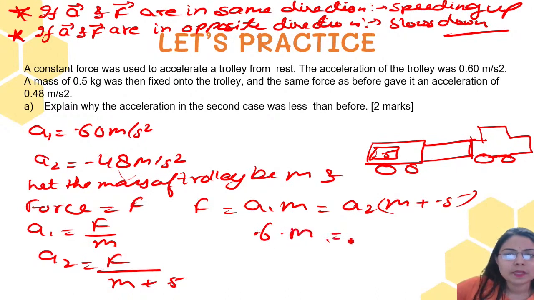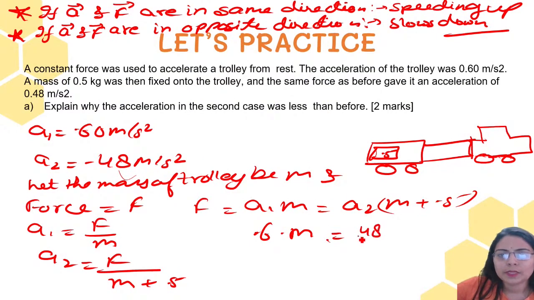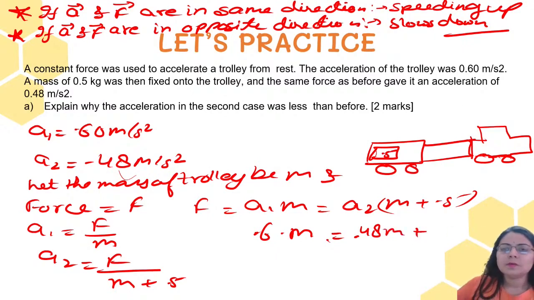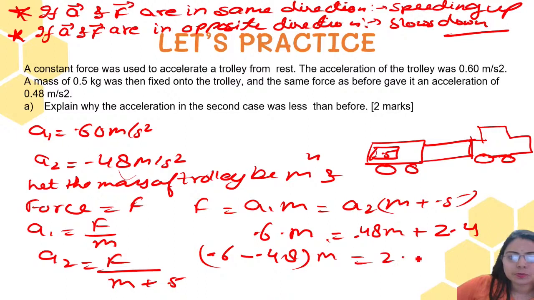0.6 times M equals 0.48 times M plus 0.48 times 0.5. What will be the value of 0.48 times 0.5? That is 0.24. So the question which is coming up is to find the mass first. This is 0.6 minus 0.48, times M, equals 0.24.